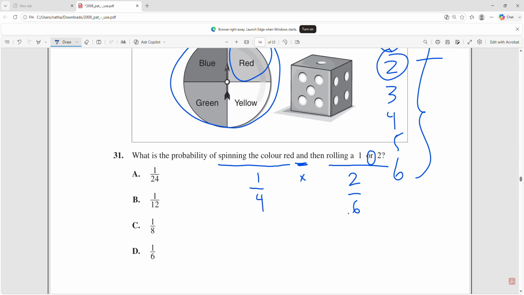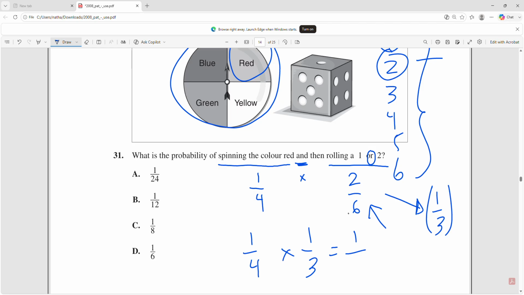I could simplify my fraction here, but maybe I'm just going to multiply first. But you could also write that as 1/3, 1 out of 3 if you want to. So sure, why don't we simplify that fraction? So we're going to multiply 1/4 times 1/3. 1 times 1 is 1. 4 times 3 is 12. So we have a 1 in 12 chance of rolling a color red and rolling a dice that's 1 or 2.